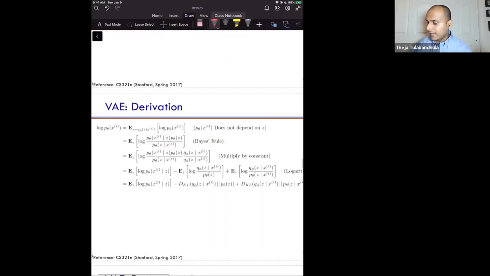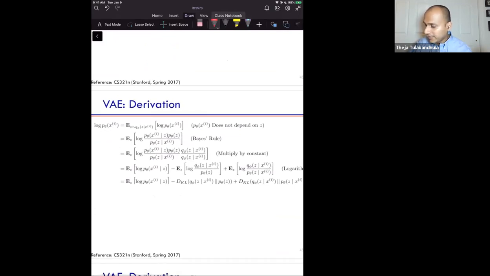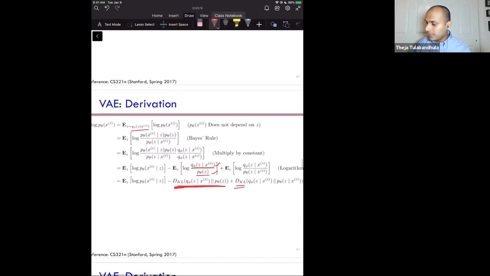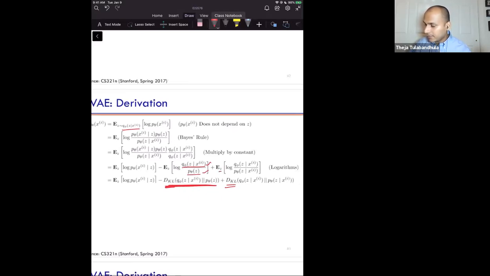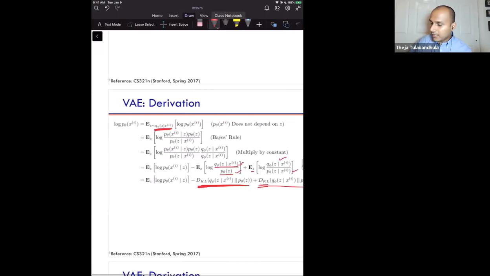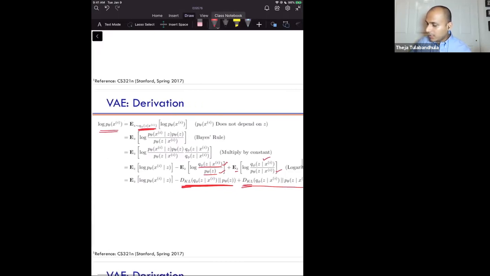We split it because we wanted to get into forms which look like the KL divergence I just defined. You can see that expectation over something of log of the same distribution divided by another distribution is the KL divergence between two distributions, the numerator distribution and the denominator distribution. Similarly, here we have an expectation with respect to this distribution, which is in the numerator, as well as a different distribution in the denominator. So it's a KL divergence between these two. So it's just a manipulation of the log likelihood of the data into three terms.